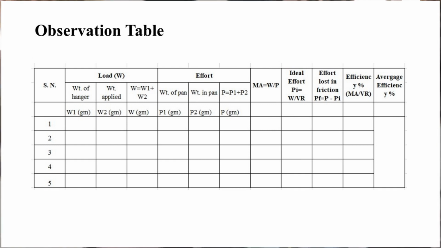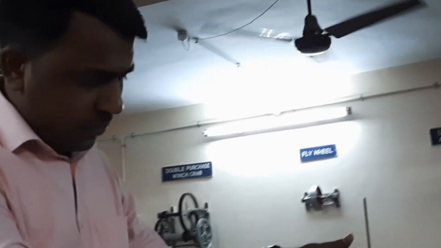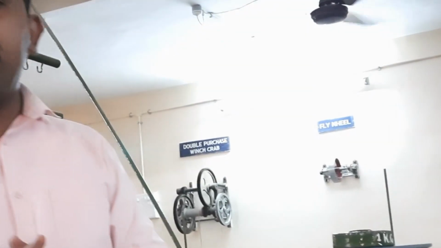For the first reading, we will take a 1000 gram load and we will increase the load by 1000 gram. Means for the last reading, the fifth reading, the weight applied is 5000 gram. So for the first reading, the weight is 1000 gram. And now we will measure how much effort is required to lift the load.